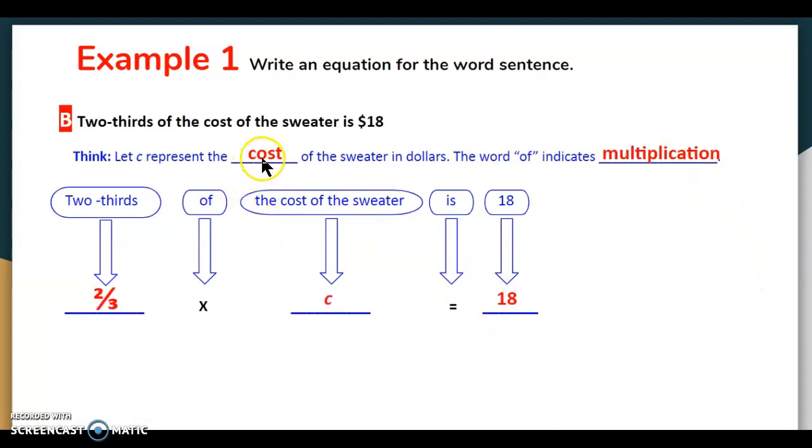So C represents the cost of the sweater in dollars. The word of indicates multiplication. 2/3 times C, which is the cost of the sweater, what we didn't know, is $18. And that's your equation.